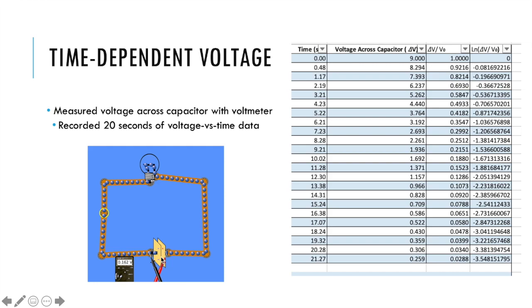Lastly, we did the time-dependent voltage. So we measured the voltage across the capacitor with a voltmeter, and we recorded 20 seconds of the voltage versus time data. So here I have the time and then the voltage across the capacitor, and then I have delta V over V naught, where V naught is just the first reading, which is 9 volts, and then just take the natural log of that data.